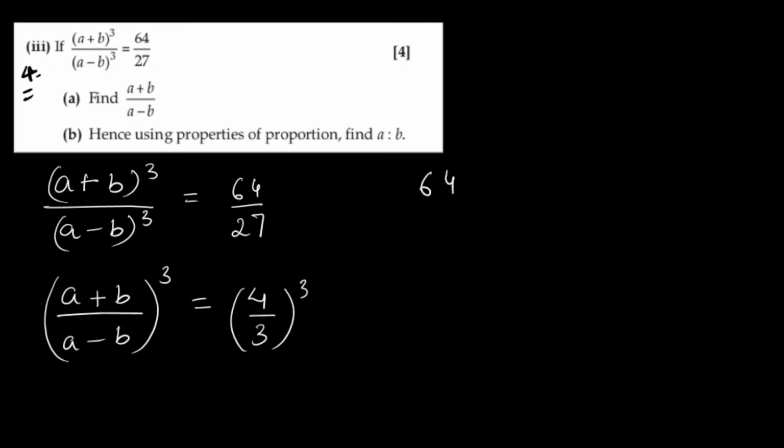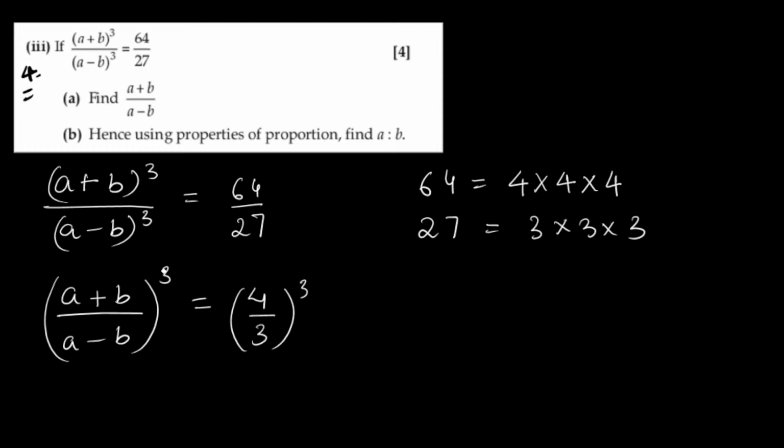Because what is 64? 64 is 4 into 4 into 4. 4 into 4 is 16, 16 into 4 is 64. Then 27 is 3 into 3 into 3. They are perfect cubes. Perfect cubes from 1 to 20 we already know by heart, and these are very small. So 4 and 3 are cubes, and 64 by 27 we'll write as 4 by 3 whole cube.